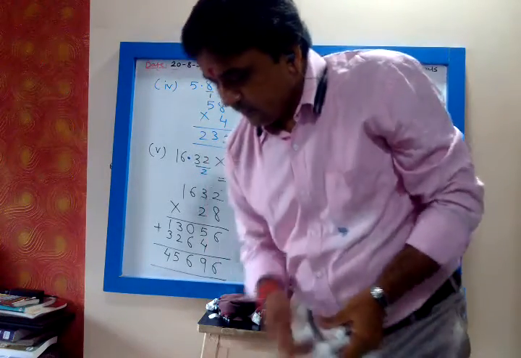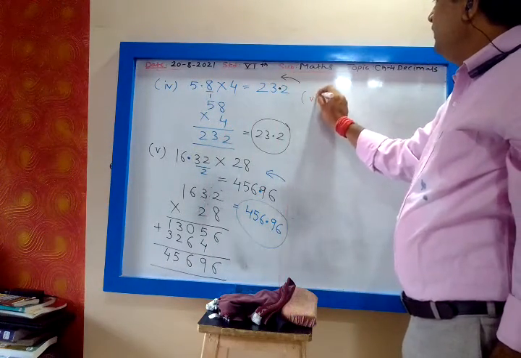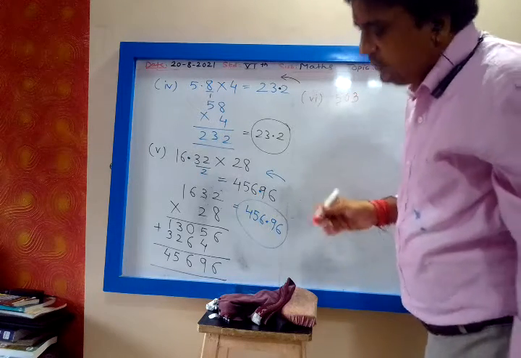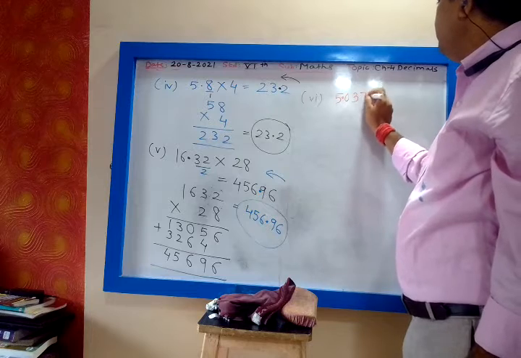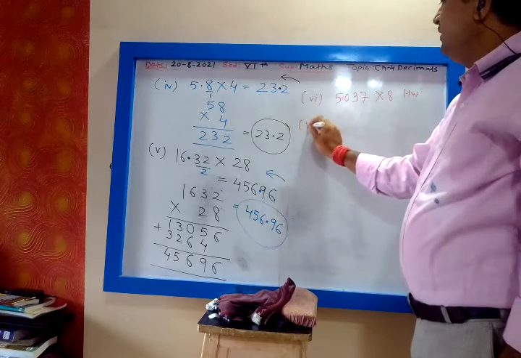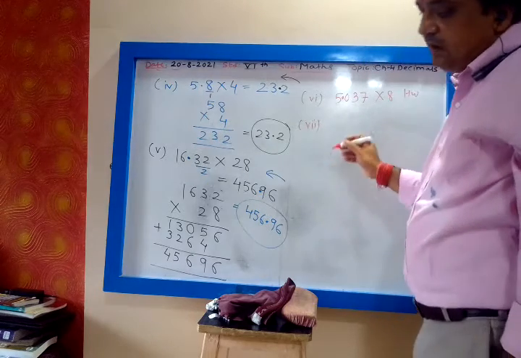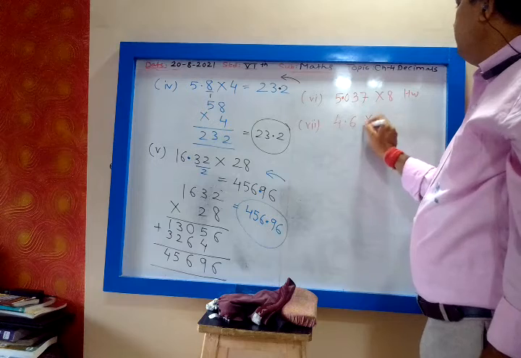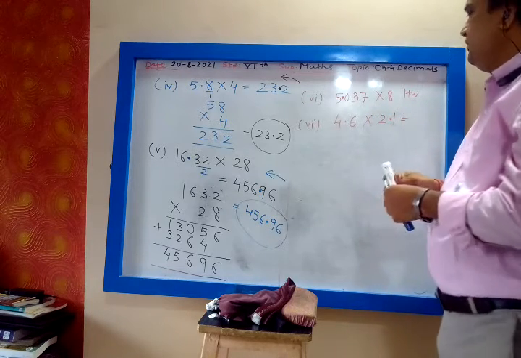Chalo, next. The 6th one I am giving as homework. Okay. 5.037 by 8. Homework. Then the seventh one, 4.6 by 2.1. Let me do this. Okay, let us see what the answer comes.